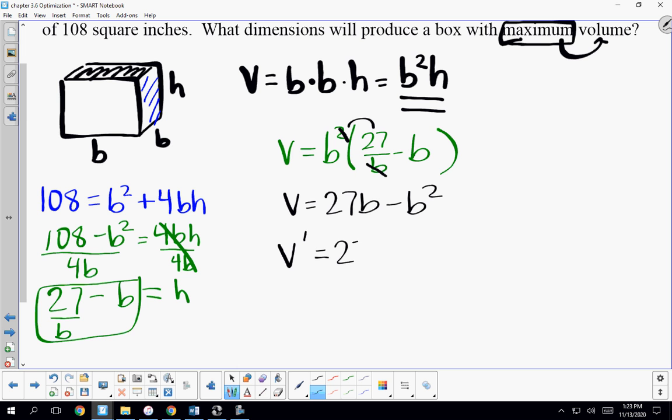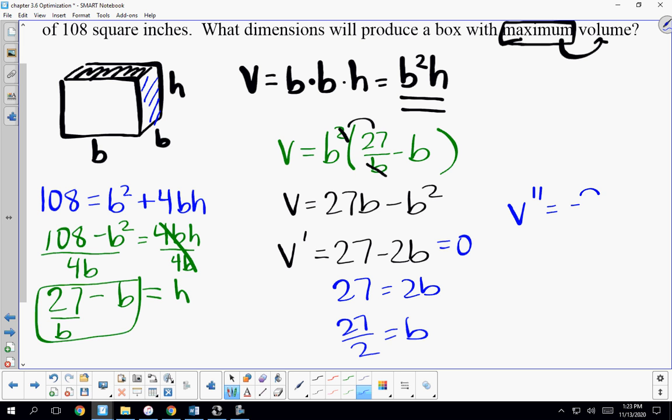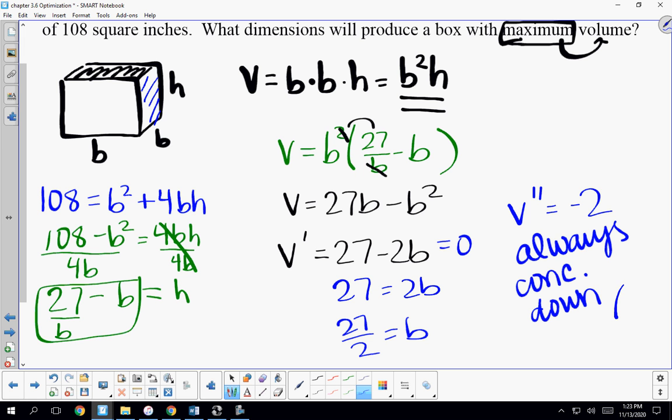So in order to find the maximum, we find the derivative. We set it equal to 0. And we simplify. So 27 over 2 should be the length of the base. And to prove that that really is a maximum, we can use the second derivative test. Second derivative is negative 2, which is always negative. So this guy is always concave down, which means b equals 27 over 2 is a max.